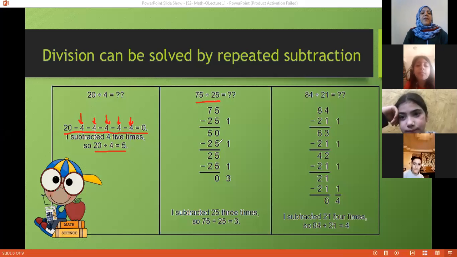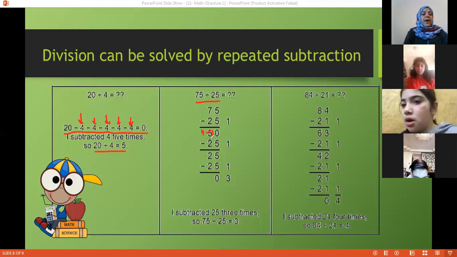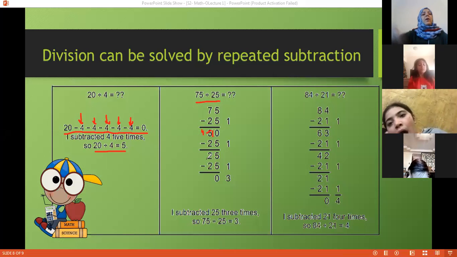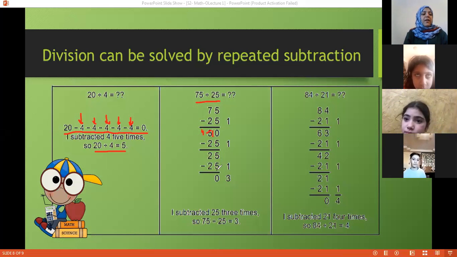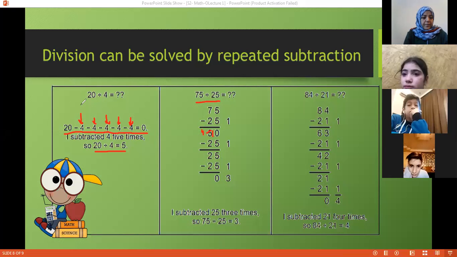Now 0 minus 5, I can't do this, so I'm going to borrow. So this becomes 4 and this is 10. Now 10 minus 5 is 5, and 4 minus 2 is 2. So I got 25. Okay? And now I'm going to subtract 25 one more time. What's 25 minus 25? 0.